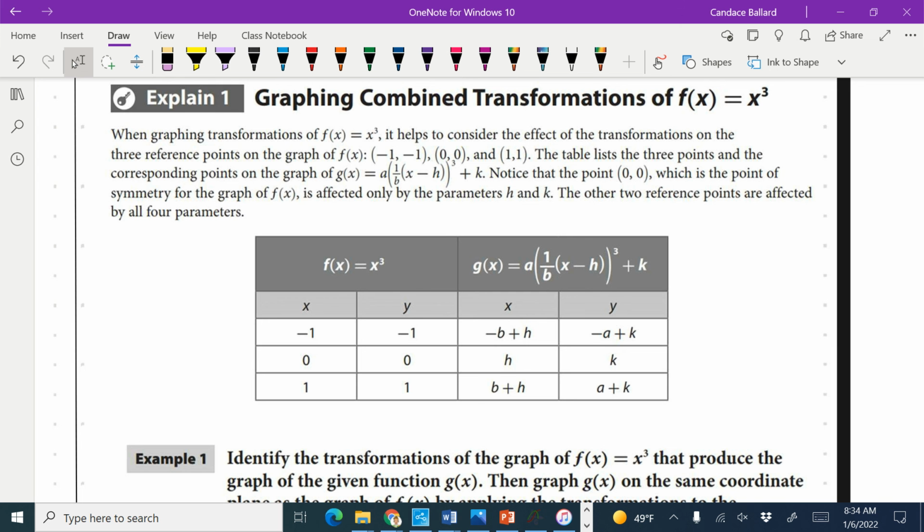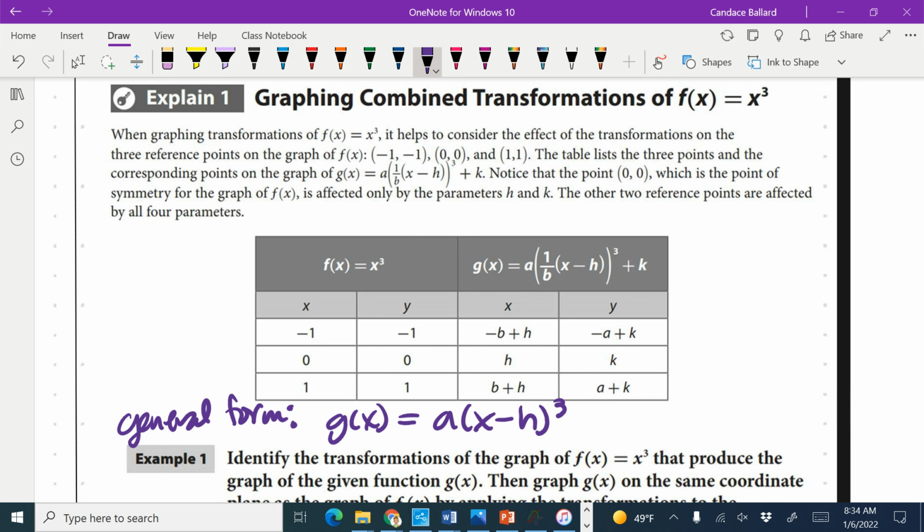Okay. So let's write our general form down. We can just write it right underneath the chart. So g of x equals a times x minus h cubed plus k. It should look very familiar. Didn't we have that exact same thing when we did parabolas and absolute values? The exact same equation, except that it was squared instead of cubed.